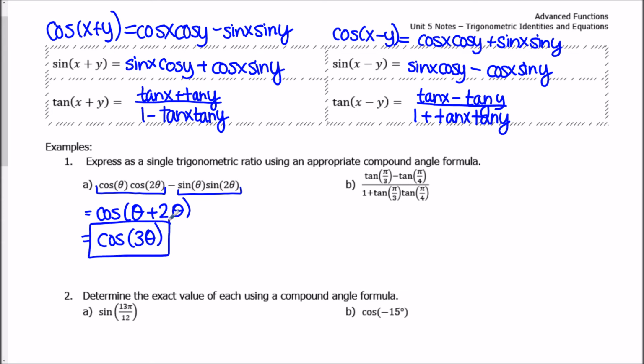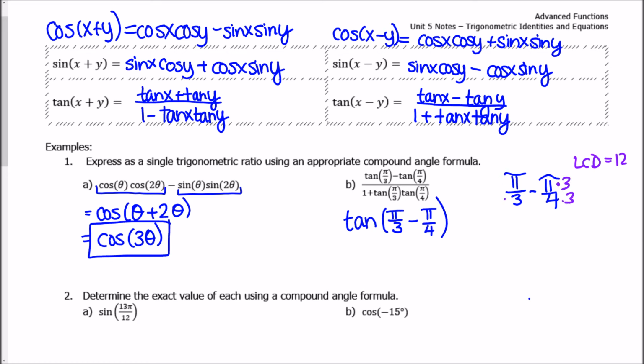Okay? All right, so now for the next one right here, it's tan of pi over 3 minus tan of pi over 4, just like we have tan of x minus tan of y, all over 1 plus tan of x tan of y. So that means that this will end up being tan of x is like pi over 3 minus pi over 4 because y is like pi over 4. So I'm just going to figure out what is pi over 3 minus pi over 4. Well, my common denominator is 12. So I'm going to multiply this by 4 over 4, and I'm going to, 3 over 3, and I'm going to multiply this by 4 over 4.